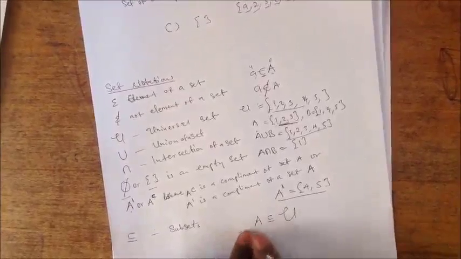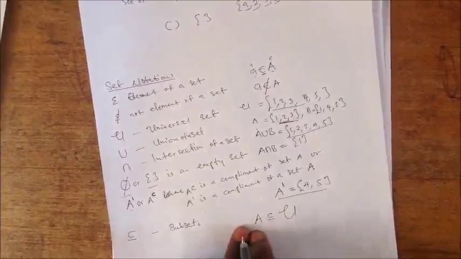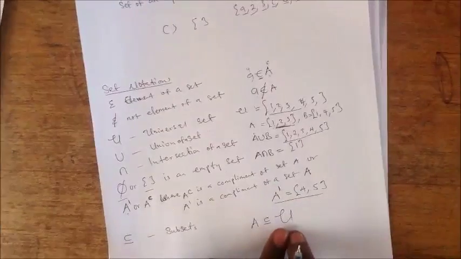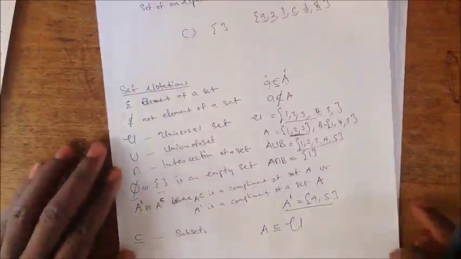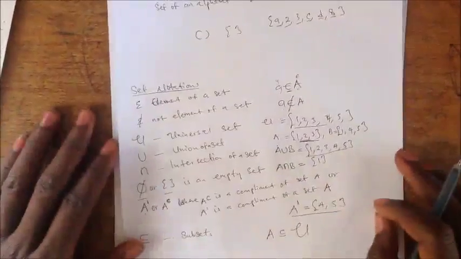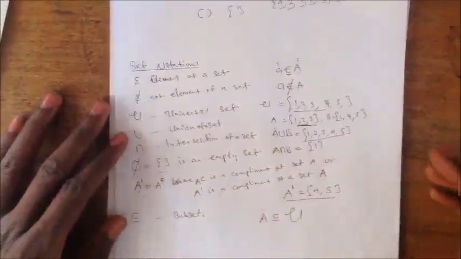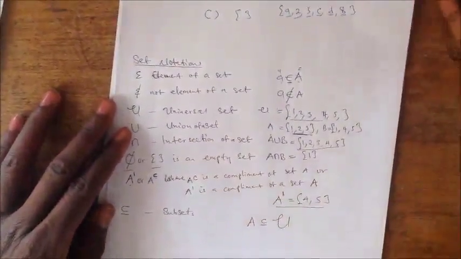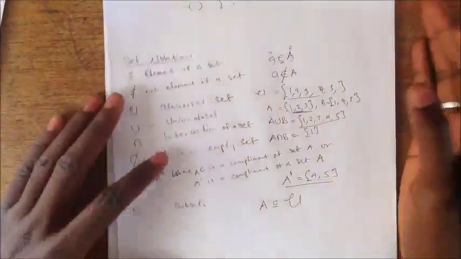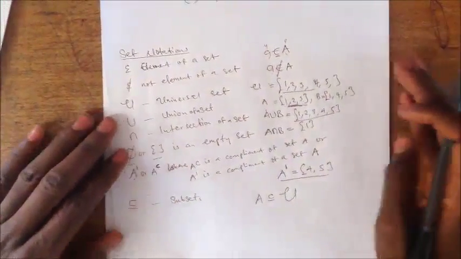We are saying that all the elements of A are in the universal set. This is the end of today's lesson. In our next lesson, we'll see how to use them in an example, and we'll see how the example will look. Thank you very much.